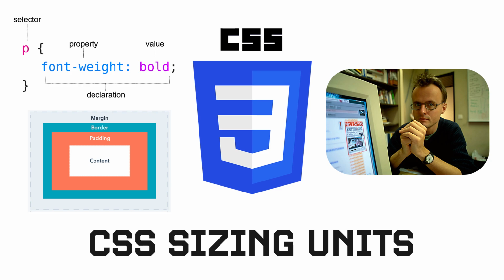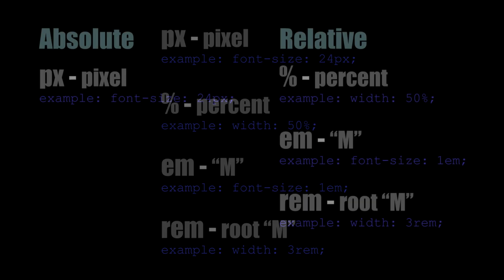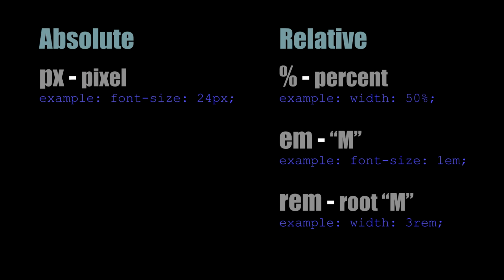Sizing units compatible with any given CSS rule will vary depending on the CSS rule being declared. Since this tutorial series is focused on CSS for web development, we will cover pixel, percent, em, and rem in this video, as these are the sizing units commonly used for web development. To begin, sizing units can be broken up into two groups, absolute and relative. We are only going to look at one unit that is an absolute unit, and that is pixel.